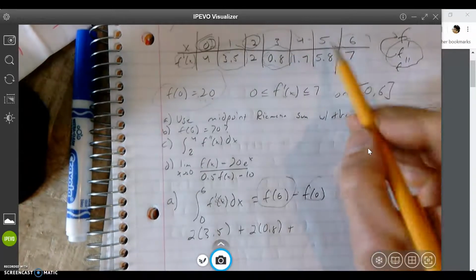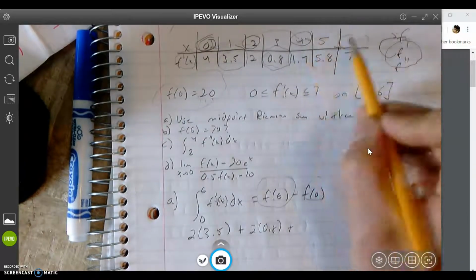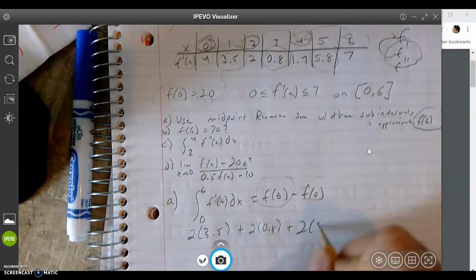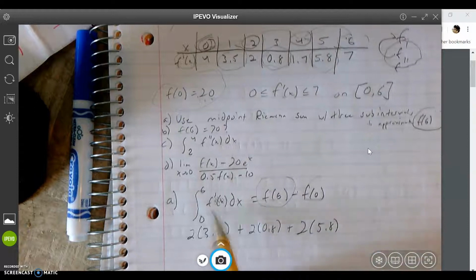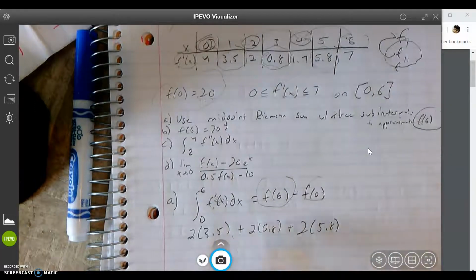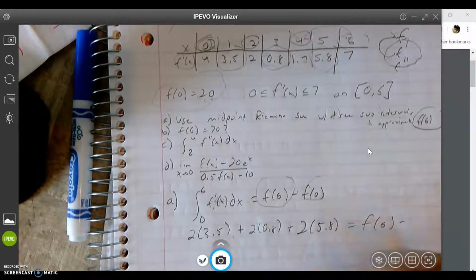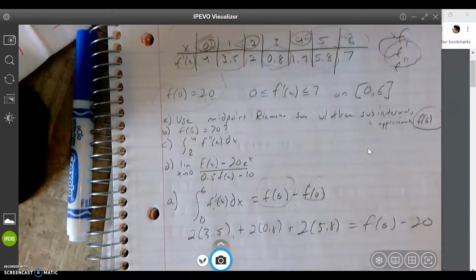Plus the third one between 4 and 6, so that's 2, and the height's going to be 5.8. 2 times 5.8. So that is my area under the curve, my estimation using a midpoint Riemann sum. So it equals f of 6 minus f of 0, which is 20, according to the problem.